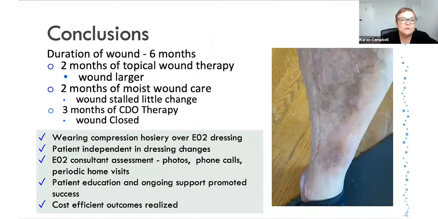And in conclusion, after 2 months of topical wound therapy that he was doing at home, the wound was larger. After 2 months of care by home care nurses with moist wound healing, the wound was stalled with little change, but after 3 months of CDO therapy, the wound closed. But remember, this therapy was done in combination with his compression. He was independent in his dressing changes. The EO2 consultant did assessments by photos, phone calls, and periodic home visits. And he was provided with education and ongoing support. And we realized that this was a fairly cost-efficient outcome. And in the face of COVID, with the reduction of face-to-face visits, how relevant this was for his care.